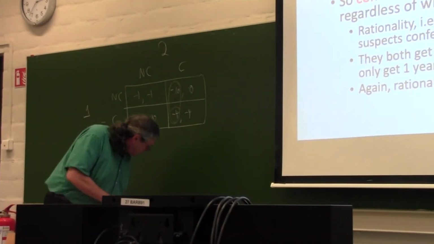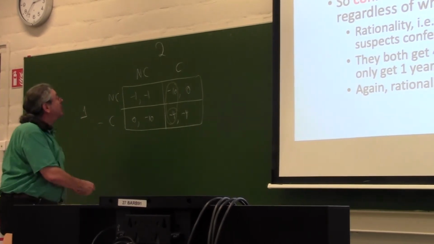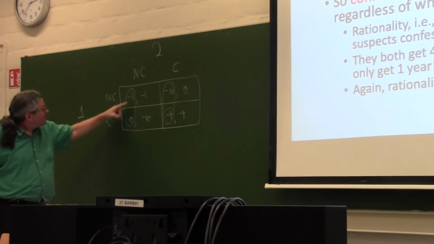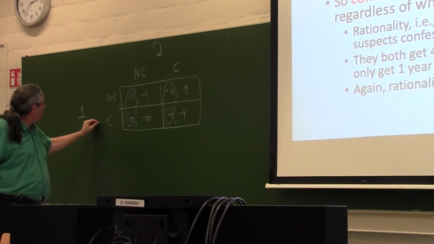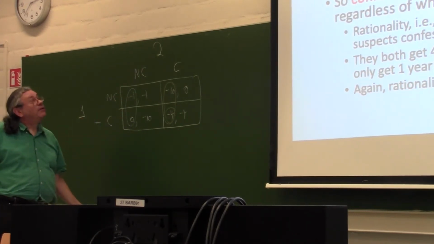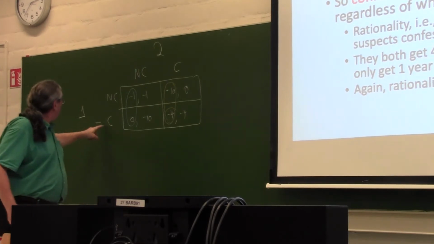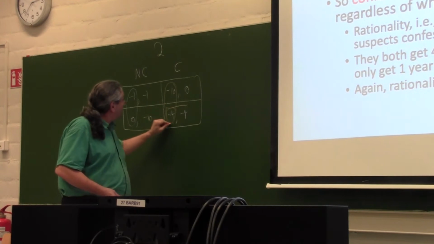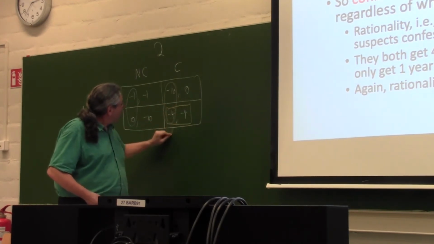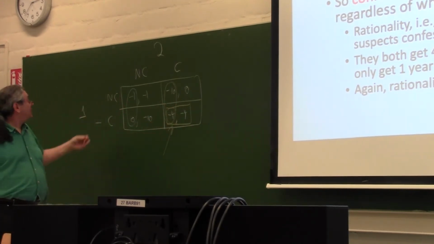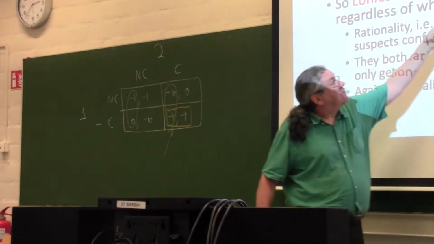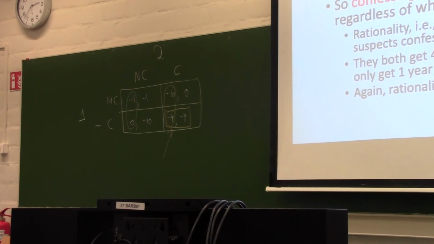then you use similar reasoning. You look at this column. 0 is bigger than minus 1, so again, you confess. So suspect 1 always confesses, and suspect 2 also always confesses. It's symmetric. So the best strategy is always confessing. We say confessing is a strictly dominant strategy.